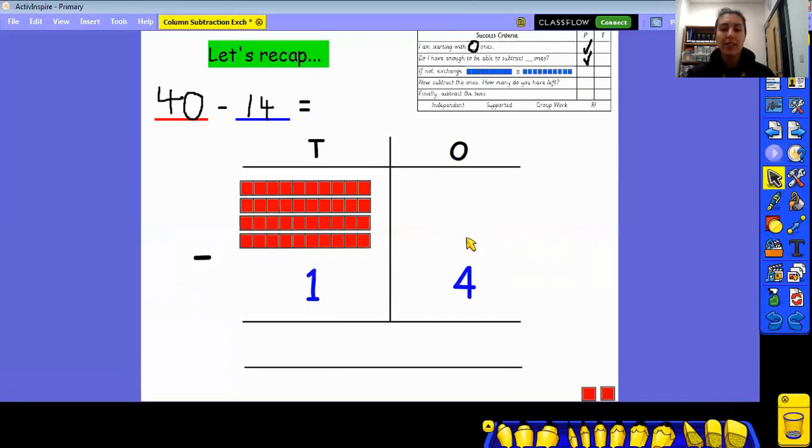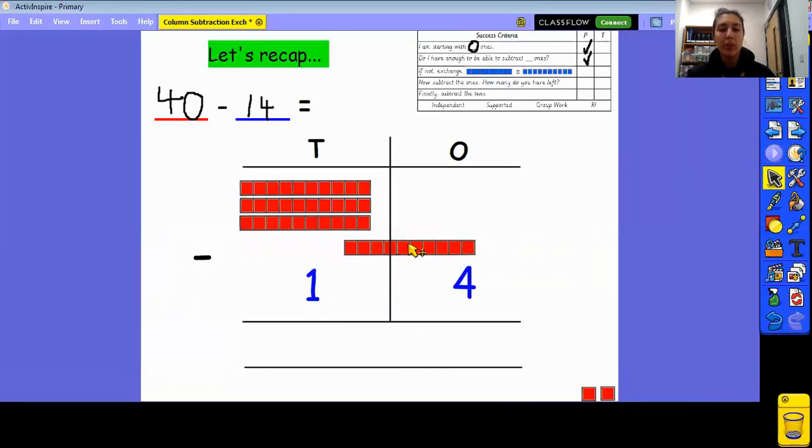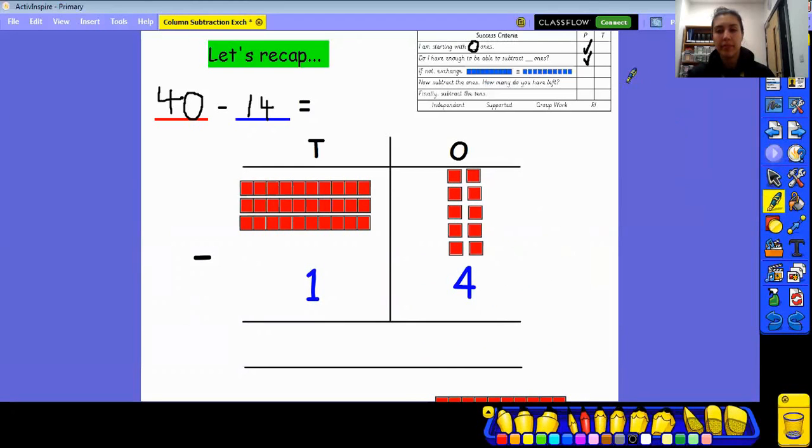That's right, well done. I need to make an exchange. I've got 4 tens as part of my number, so I'm going to regroup these tens into 10 ones. That means I've got to make an exchange because my 10 can't go in my ones column. I have to change it for 10 ones. Once I've made my exchange, I've got plenty of ones here to now subtract my 4.